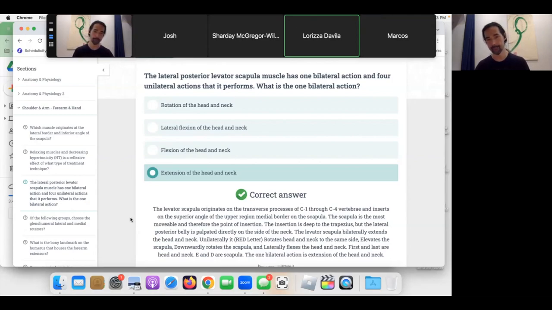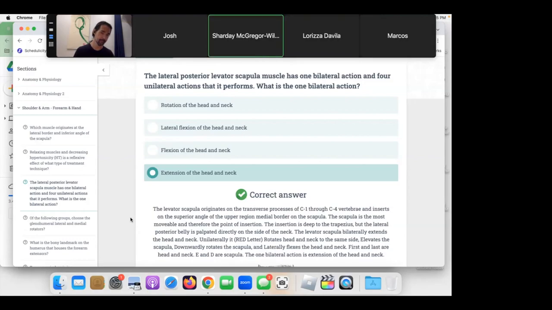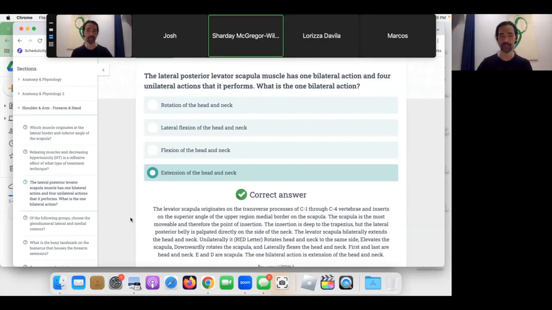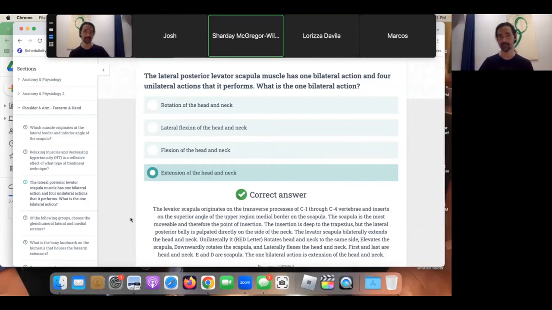Just the way it bends, for me. The way it bends for you, and the surface on which it's attached, in which it sits, right? It's on the back surface. So it's going to move the head backward rather than forward.